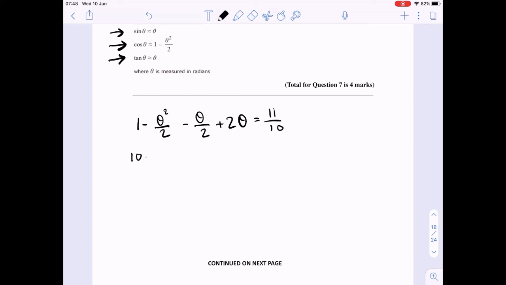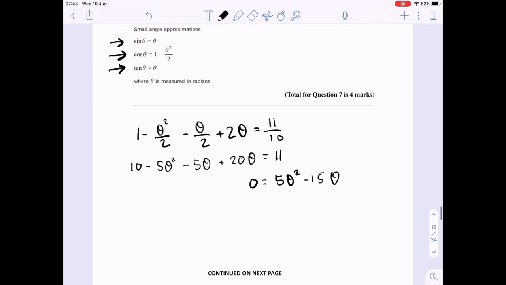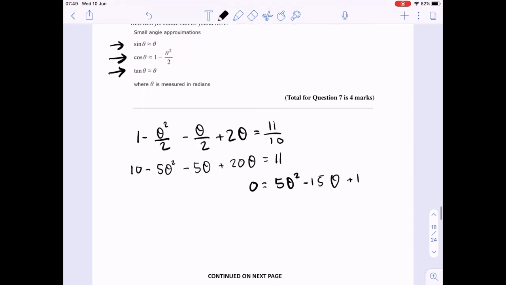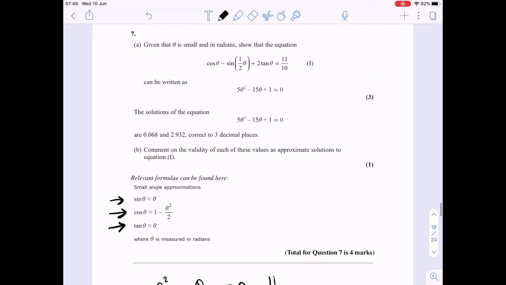Okay, so multiplying both sides by 10, we have 10 minus 5 theta squared minus 5 theta plus 20 theta equals 11. And collecting terms all on one side, did we want theta squared to become positive? Yeah. So we can say 0 equals 5 theta squared. We've got 15 theta altogether there, so minus 15 theta. And 11 minus 10 is 1, so plus 1. Again, there's 3 marks on offer there. I know I've only done 3 lines, but I'm not really sure what else I could have done other than maybe put in another line of working. The solutions to the equation are 0.068 and 2.932, correct to 3 dp.